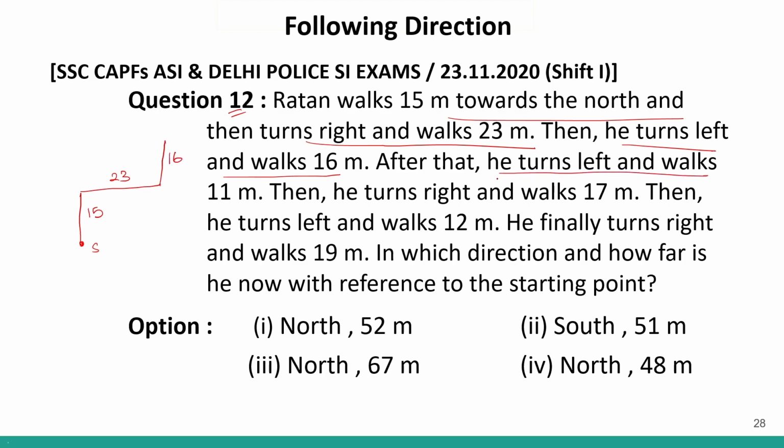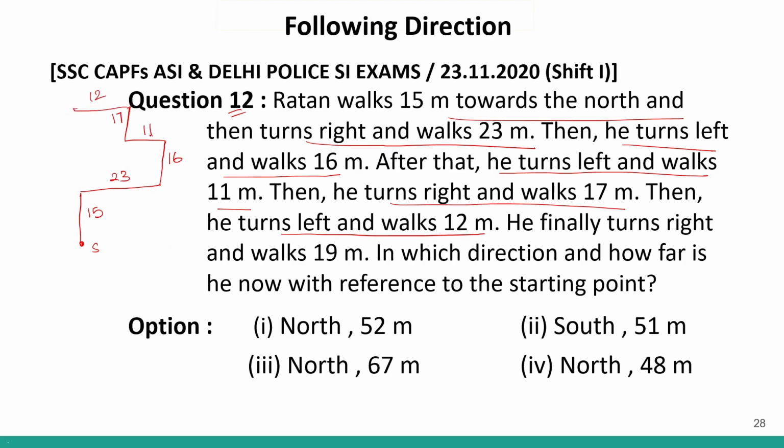After that, he turns left and walks 11 meters. So left and 11. Then he takes a right turn and walks 17 meters. So here again right and 17. Then he turns left and walks 12 meters. So from here he is going left 12 meters.